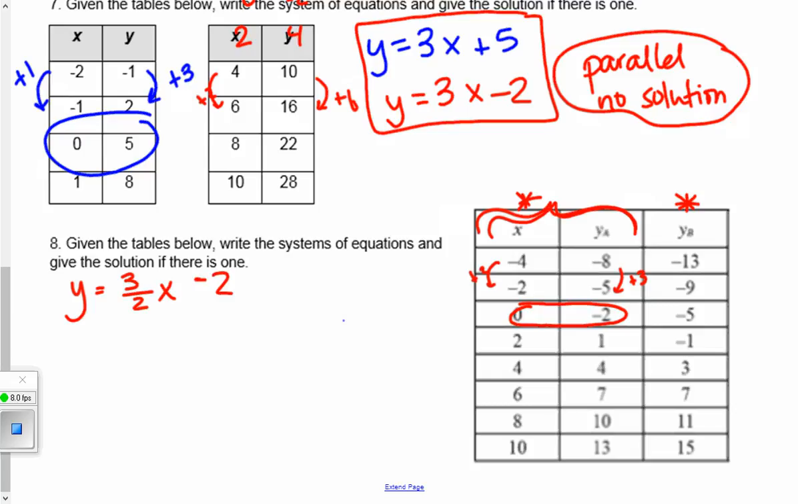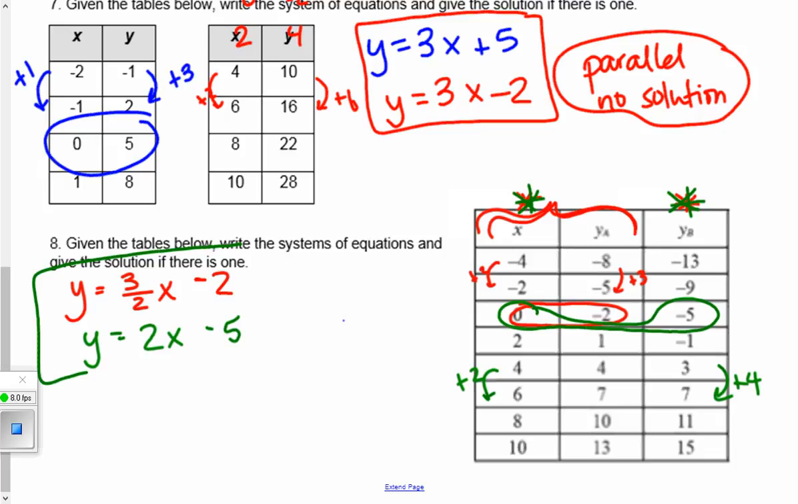Then let's use the first column for x and the last column for the next equation. I'm going to move down a little bit just so I have room. For example, right there it says +4, this would be +2, so my slope would be y equals 2x. And again, using the 0, I can see that my y-intercept is -5. So there's my system, but now I need a solution.